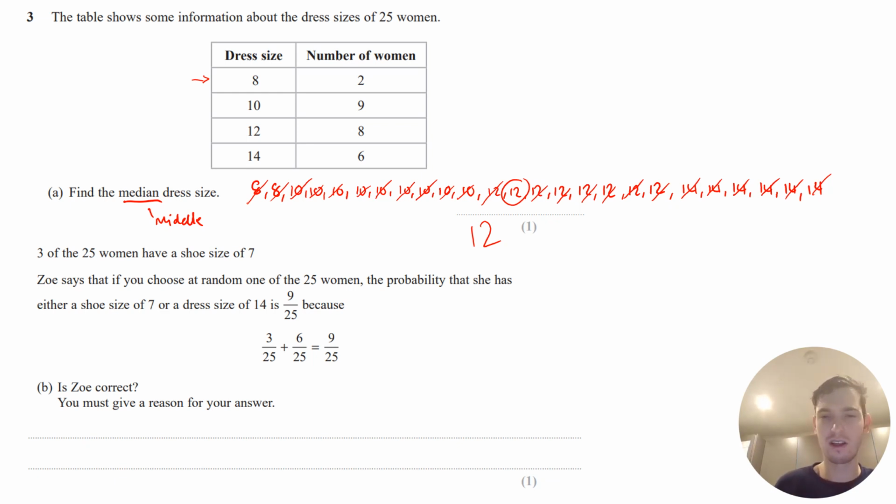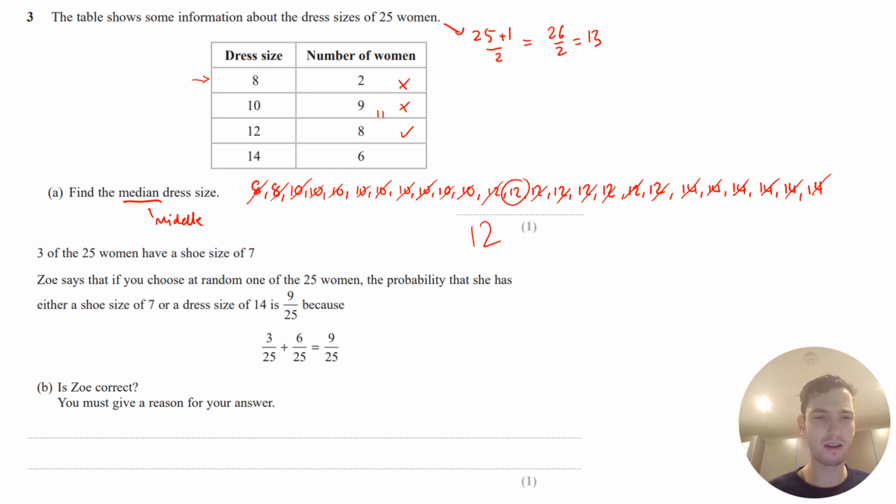You could say, okay, there's 25 pieces of data here. So to find the median, I'm going to do 25 plus 1 over 2, which is 13. That's just a method. You add 1 to the number of pieces of data and then divide by 2. And you say, okay, where does the 13th piece of data sit? Well, it doesn't sit in the first row. There's only 2. And then it doesn't sit in the second row, because that goes up to 11 only. And so the 13th piece of data is going to be in that third row, so it's going to be 12.